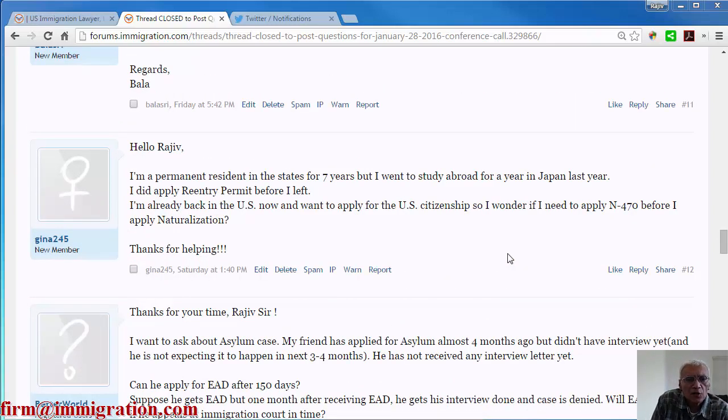This is from Gina245, who is a permanent resident for 7 years, but wants to study in Japan for 1 year. Did reapply for re-entry permit before she left. I'm back in the US. I want to apply for citizenship. Should I apply for N470? No. N470 has no application to your case. Okay.